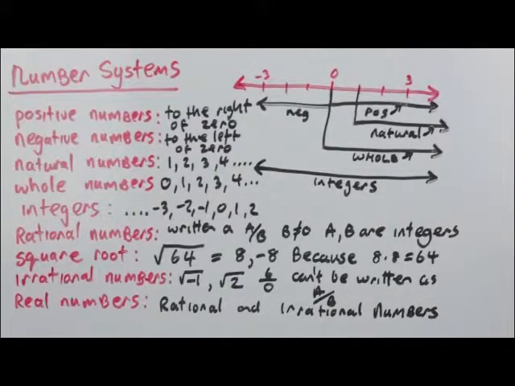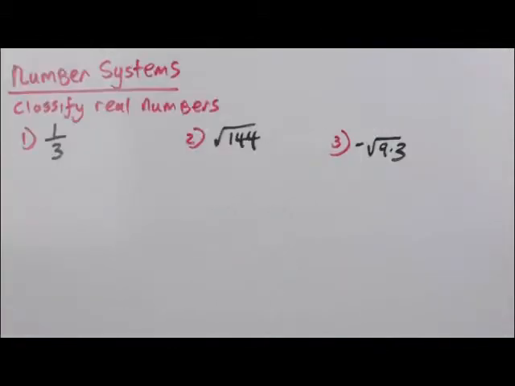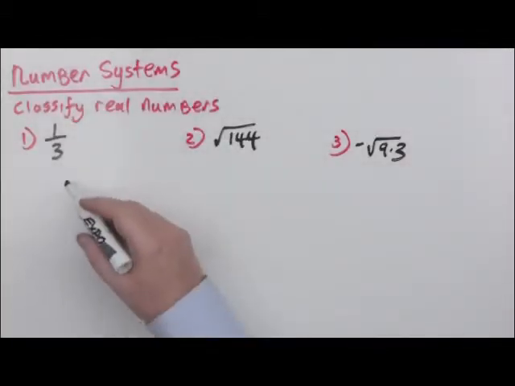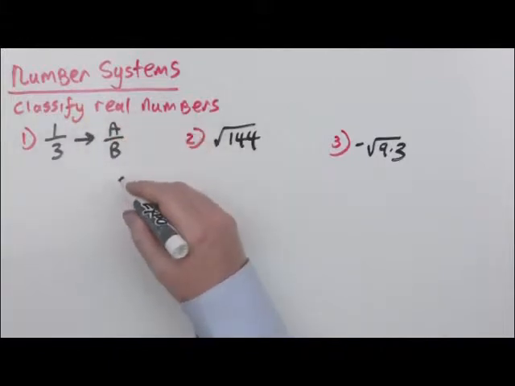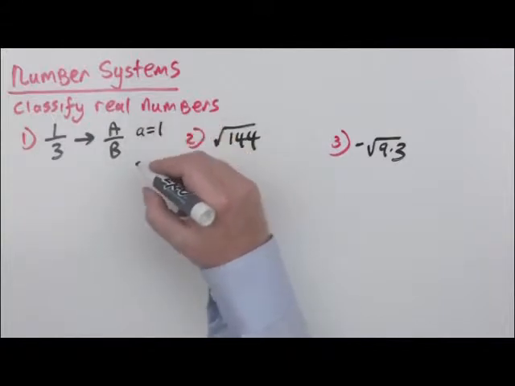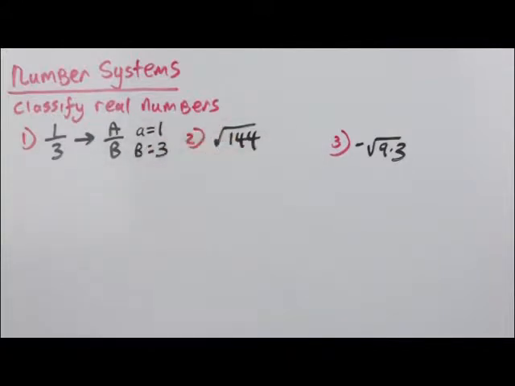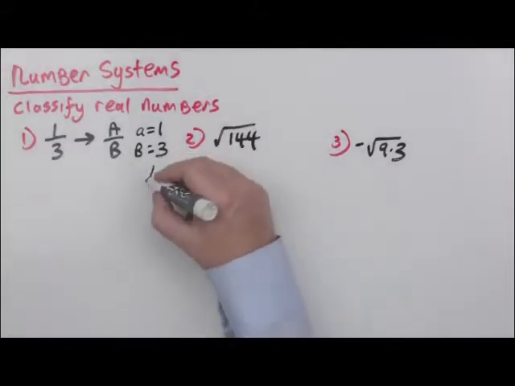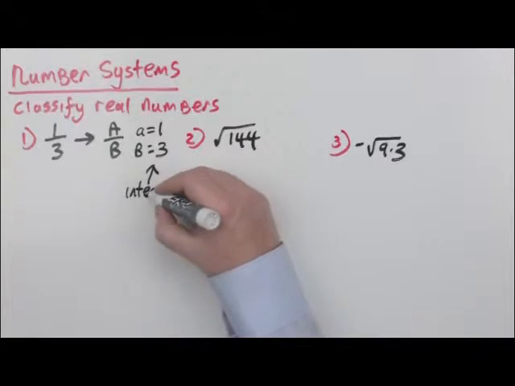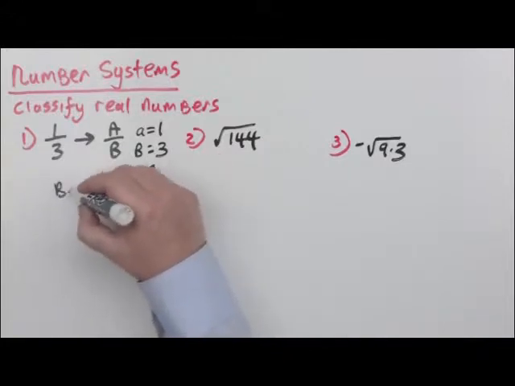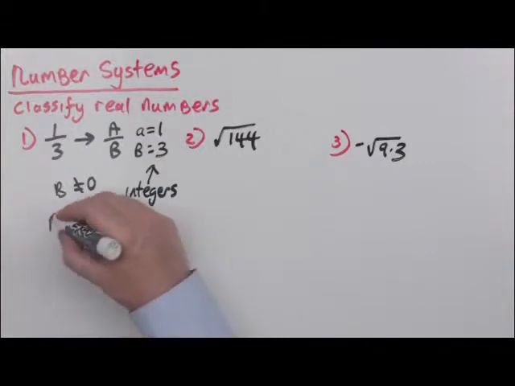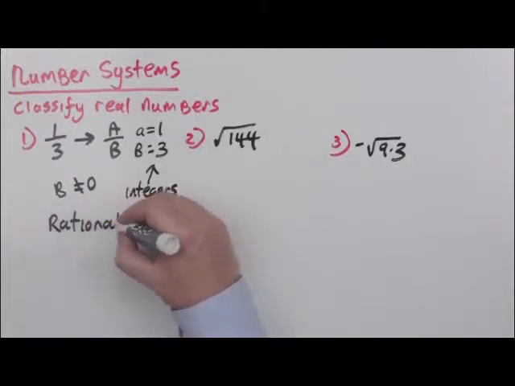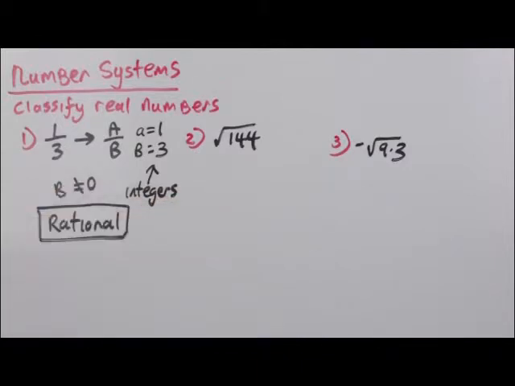Let's look at some examples of how we classify. Okay, classify real numbers. 1/3. That can be written as A over B, and let's see, A is equal to 1, and B is equal to 3, and these are integers. And B is not 0. So we would say this is a rational number. Great.